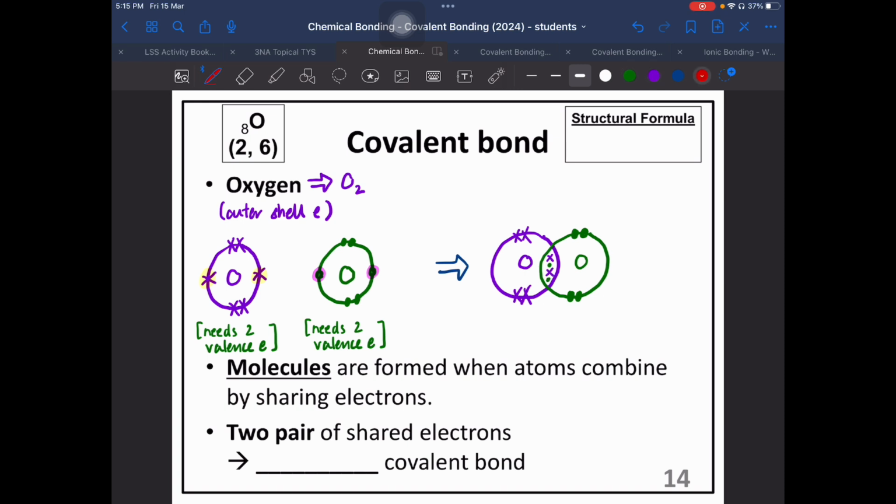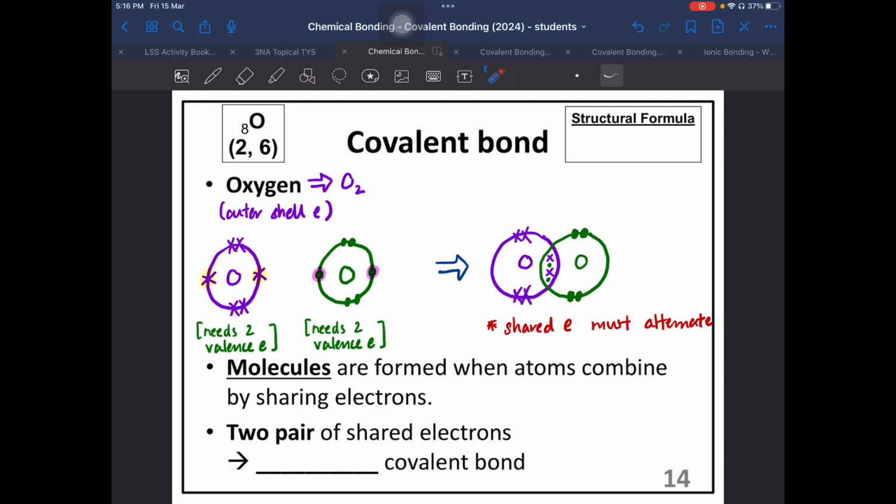So some students will ask, can I not draw alternate cross dot? Can I just draw cross dot dot? Need to take note that the shared electrons must alternate because they are being shared, right? So no one is actually holding on to the cross, no one is actually holding on to the dot. And in order to show that it's distributed nicely, we always alternate them. So that's the first common question that students will ask.